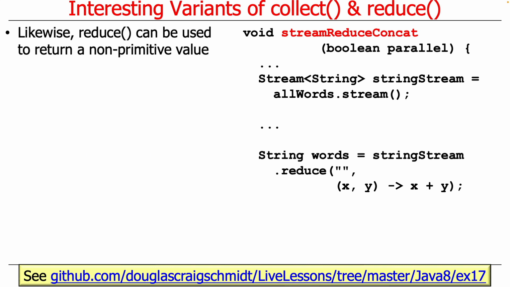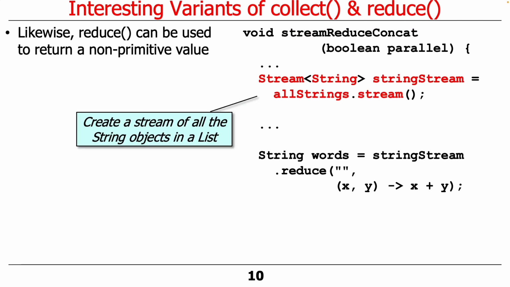Likewise, reduce can be used to return a non-primitive value. Most of the time, it's used to return a primitive value, but you can also have it return non-primitive values. But you have to be a little careful here, as we'll talk about. And you can take a look at this example in my EX17 project in the Java 8 folder in my LiveLessons GitHub repository. So let's take a look and see how this works.